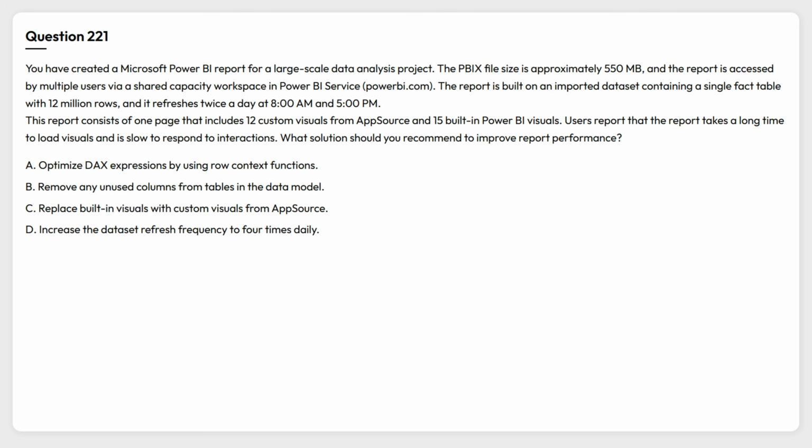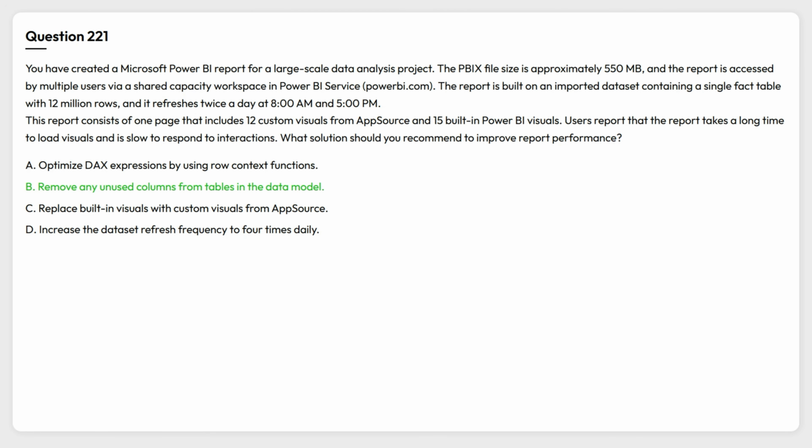Option A. Optimize DAX expressions by using row context functions. Option B. Remove any unused columns from tables in the data model. Option C. Replace built-in visuals with custom visuals from app source. Option D. Increase the dataset refresh frequency to 4 times daily.